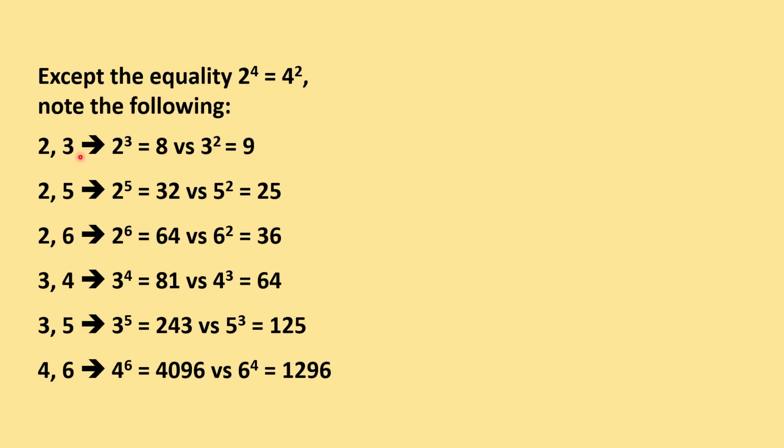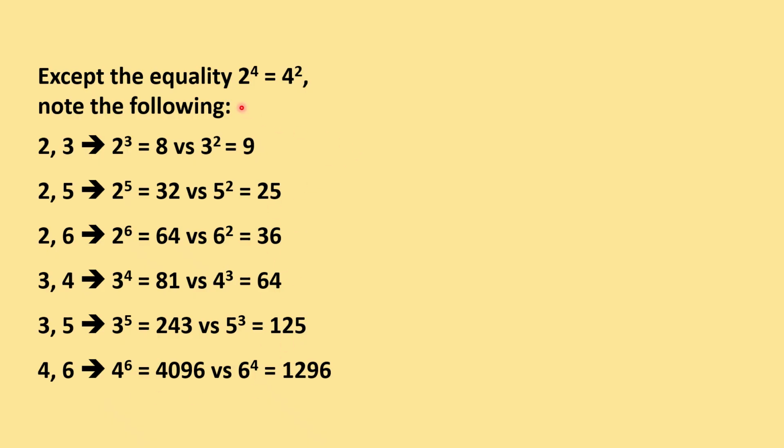Now here we have taken some random numbers, say 2, 3, 2, 5, 2, 6, 3, 4, 3, 5, 4, 6, and we interchange the base and the exponent and see the values. So 2 power 3 and 3 power 2, 2 power 5 and 5 power 2, 2 power 6 and 6 power 2, 3 power 4 and 4 power 3, 3 power 5 and 5 power 3, similarly 4 power 6 and 6 power 4. We compare the values.